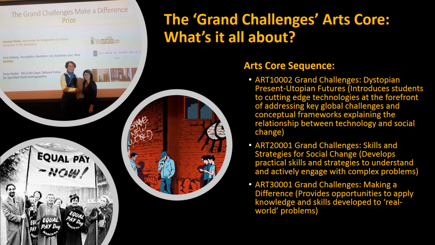And then the third year unit, Grand Challenges: Making a Difference, really gives students an opportunity to apply what they've learnt in the first and second year level units by working on a range of group projects aimed at things like housing affordability, sustainability and cultural diversity.